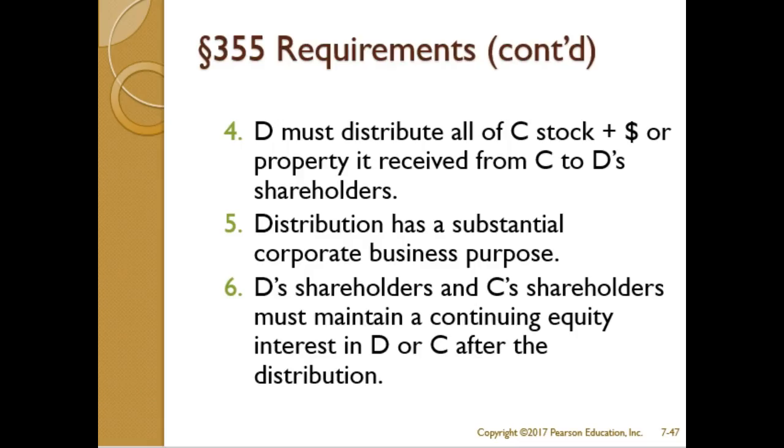D must distribute all of C stock plus cash or property it's received from C to D's shareholders. Distribution has substantial corporate business purpose. Again, same with the business purpose, it cannot just be to avoid tax liability. And D shareholders and C shareholders must maintain a continuing equity interest in D or C after this distribution. They can't just be selling it off or liquidating.